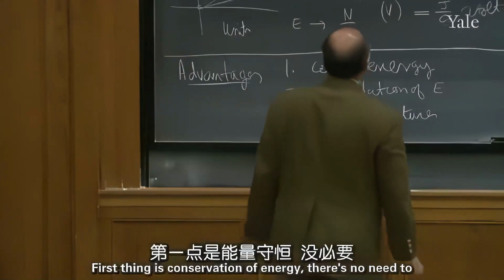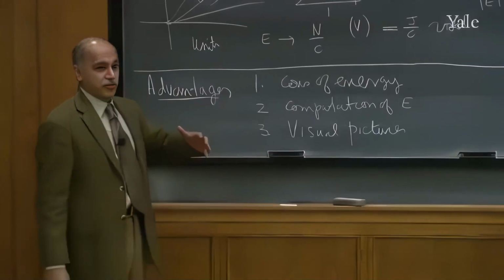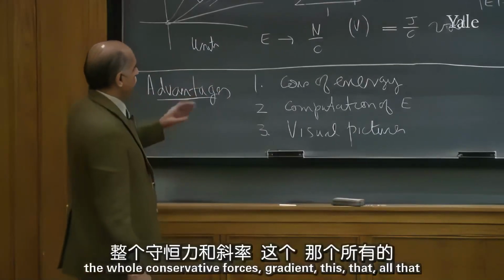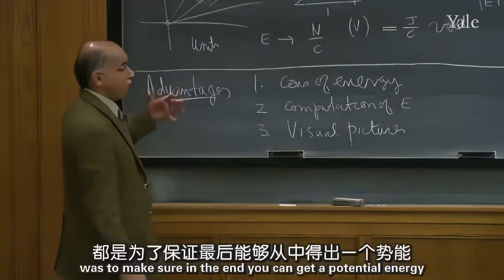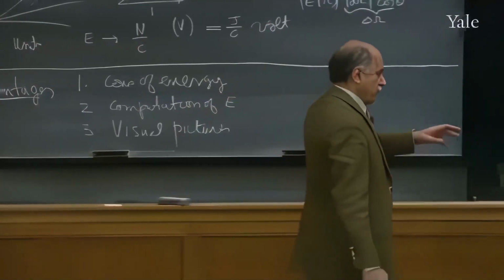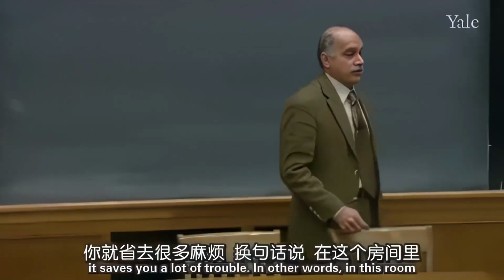First thing is conservation of energy. There is no need to belabor this point. I mean, that's why we did the whole thing. The whole conservative forces, gradient, all that was to make sure in the end you can get a potential energy out of it. And as you know from the roller coaster problem, if you can do kinetic plus potential equals kinetic plus potential, it saves you a lot of trouble.